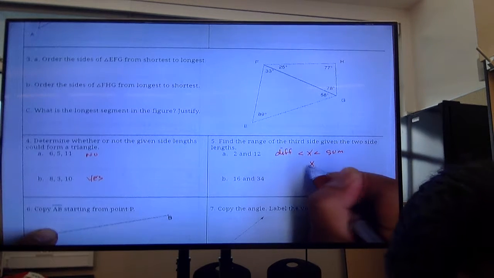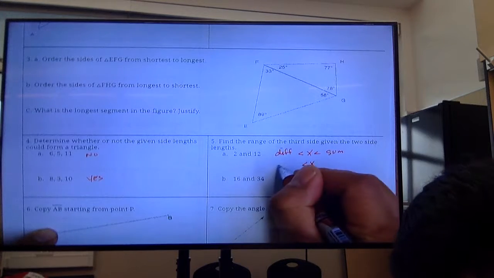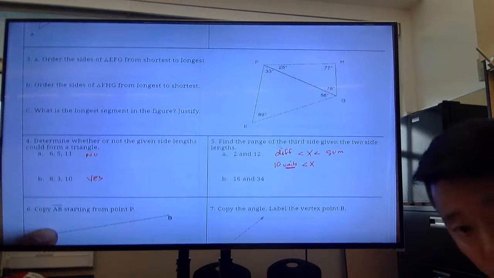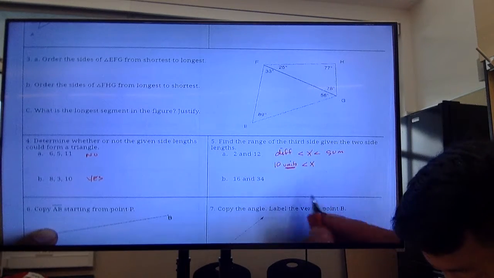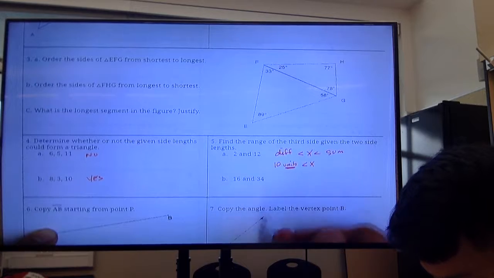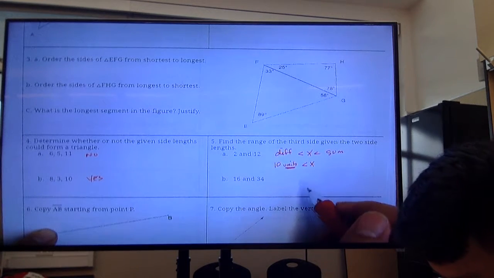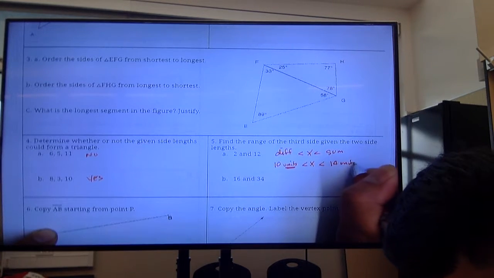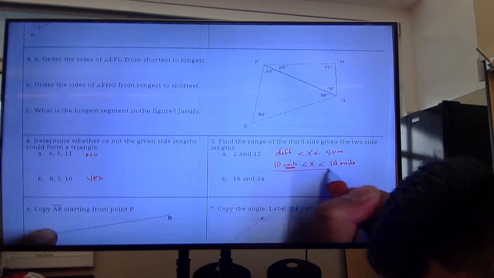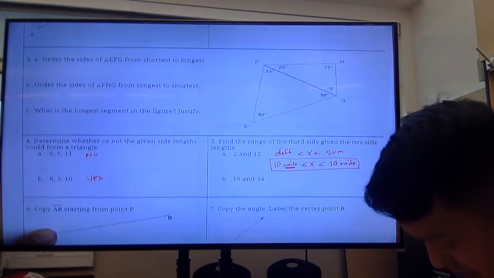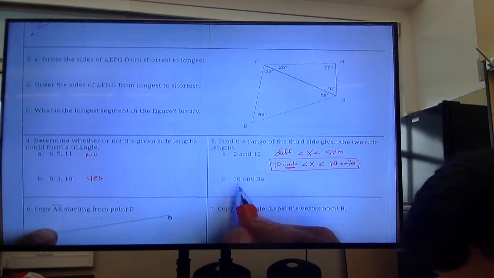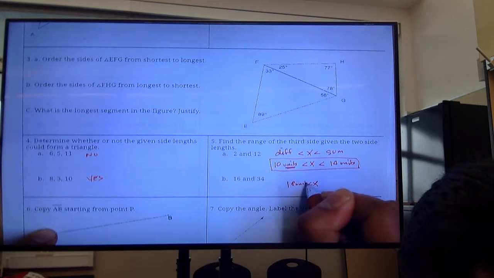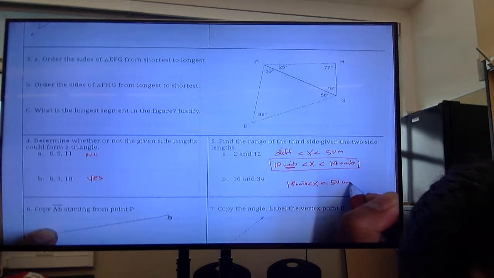So in this case, x has to be greater than 12 minus 2, which is 10 units. Please make sure you write the word units. Anytime we're dealing with lengths of sides of triangles, we want to write the word units or use the unit of measurement that's given. And then the sum is 14 units. And so this is your answer. It's a compound inequality. And for B, x has to be between 34 minus 16, which is 18 units, and 50 units.